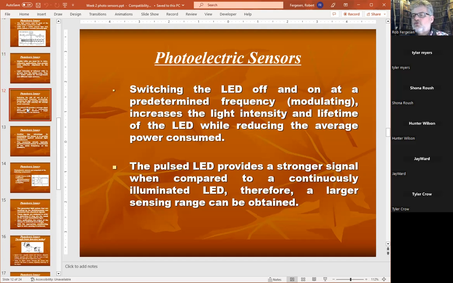Generally speaking, you pulse the LED on and off. They modulate. And by pulsing on and off very fast, they reduce the amount of energy they use and also increase the lifetime of the LED. And it gives you a pretty good signal, theoretically even more than all on. And I'm not sure how that technology works, but that's what this presentation says, and I believe it.